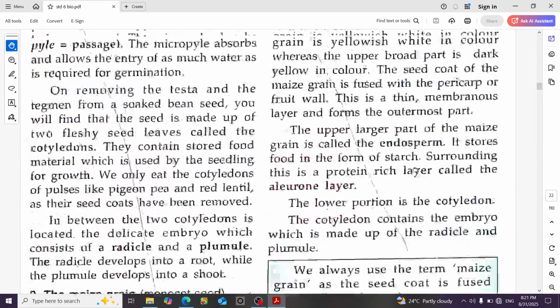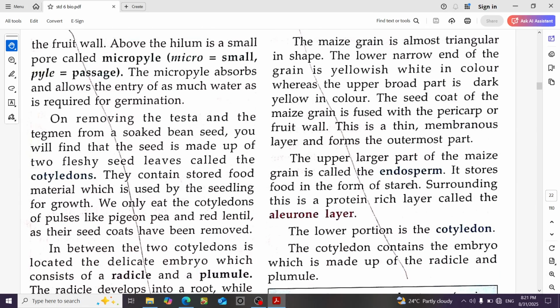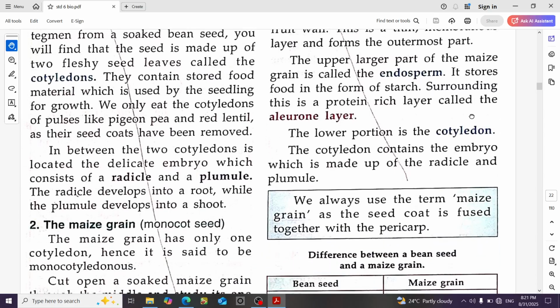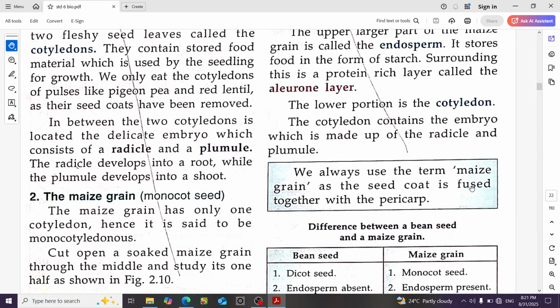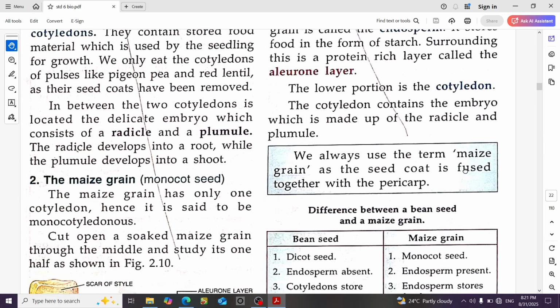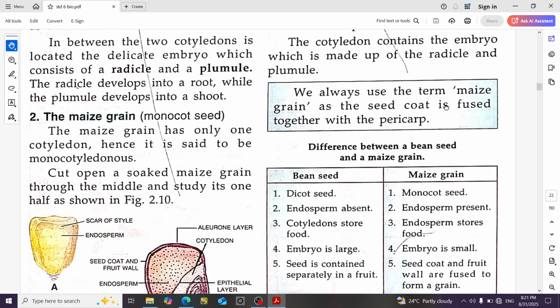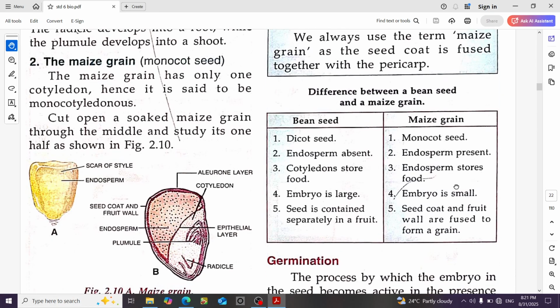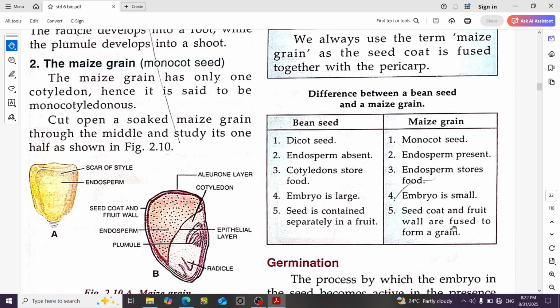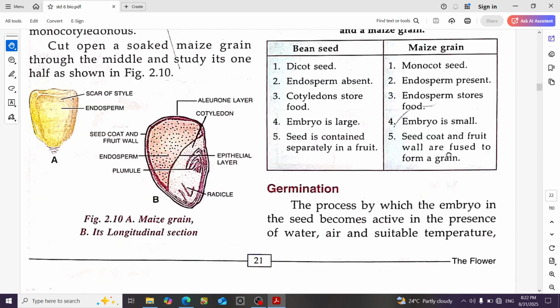Now let's go ahead. The maize grain is almost triangular in shape. The lower narrow end of the grain is yellowish and the seed coat of the maize grain is fused with the pericarp or fruit wall. So this is a thin membranous layer. The upper part of the maize is called the endosperm, and there is a protein layer, the aleurone layer. So you can see we always use the term maize grain as the seed coat is fused with the pericarp.